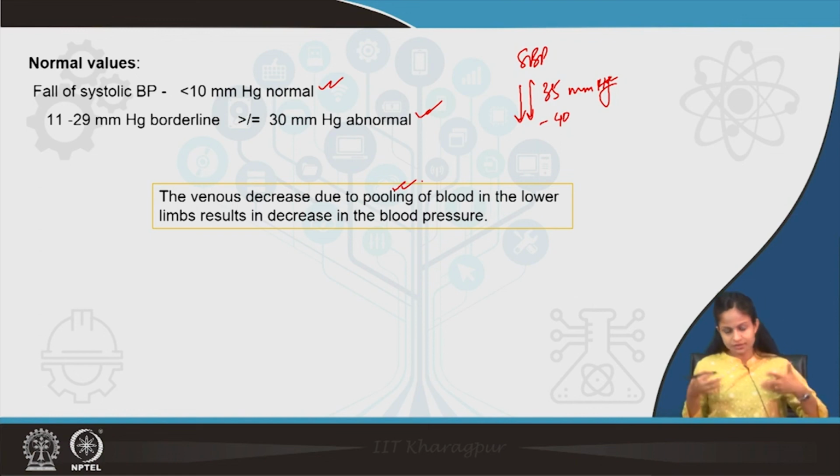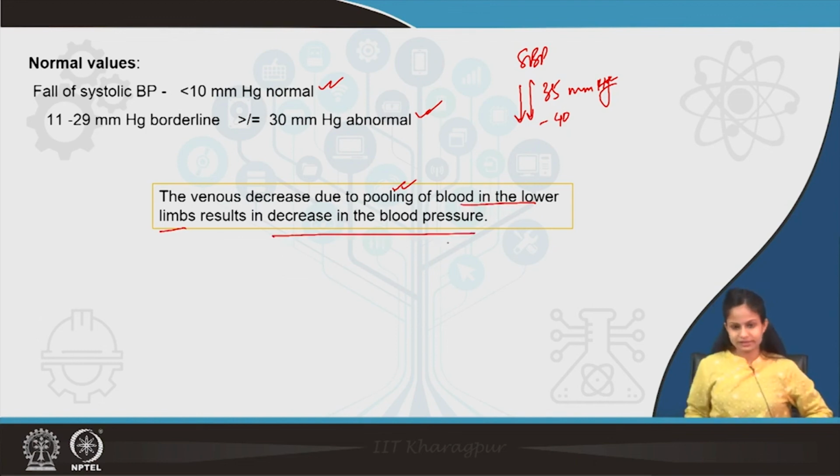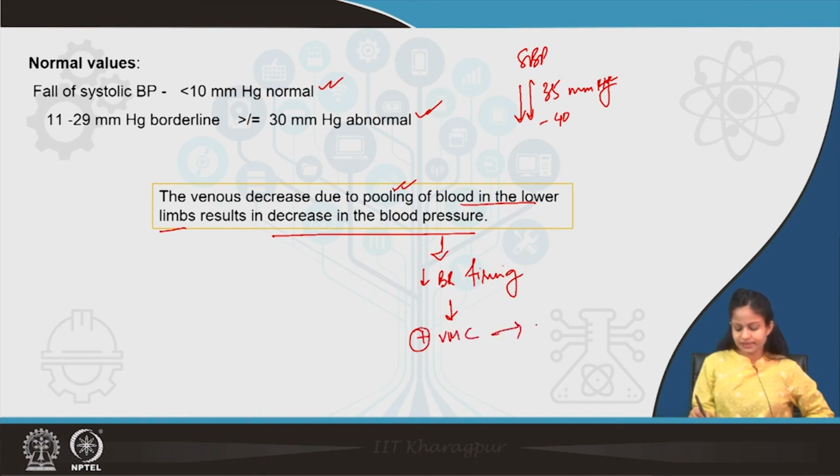The physiological basis of this test is that the venous return decreases mainly because of the pooling of the blood in the peripheral regions, that means in the lower limb, that results in a decrease in the blood pressure. And when there is a decrease in the blood pressure, what will happen? There will be decreased firing of the baroreceptors, and that will finally stimulate the vasomotor center, and hence an increase in the heart rate, blood pressure, and cardiac contractility.